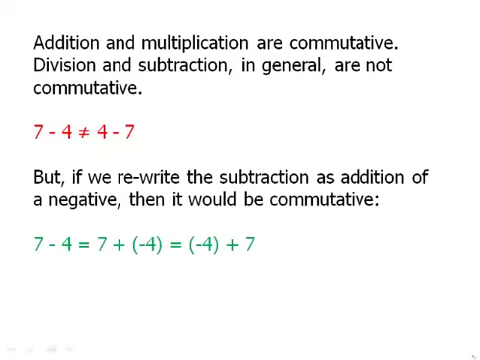But keep this in mind. If we rewrite the subtraction as the addition of a negative, that's a very sophisticated move, then it would be commutative. So 7 minus 4, we could express that as 7 plus negative 4, and then we could swap the order, negative 4 plus 7.